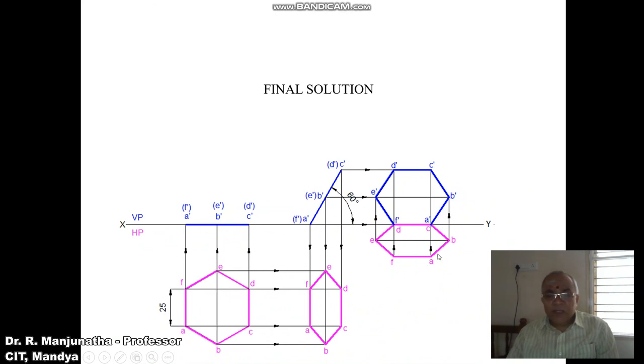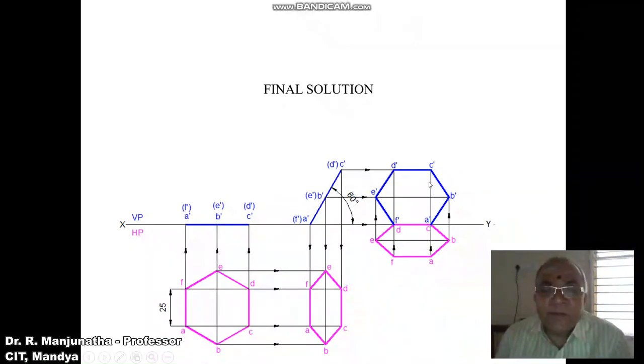And then join A to B, B to C, C to D, D to E, E to F, and F to A with a dark line. Then you draw a vertical projector from A and F and draw a horizontal projector from A dash and F dash. Both these 2 points will intersect at this point as A dash and this point as F dash. Then you draw a vertical projector from C and also from D to the front view. Draw a horizontal projector from C dash and D dash. Both these 2 points will intersect at C dash and D dash.